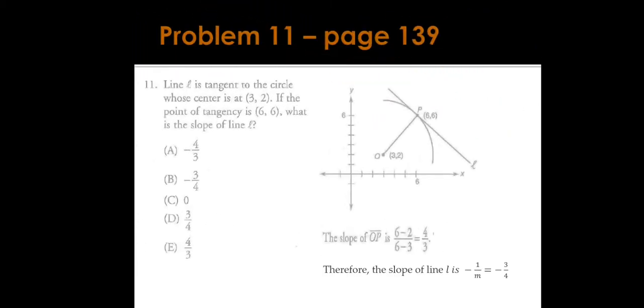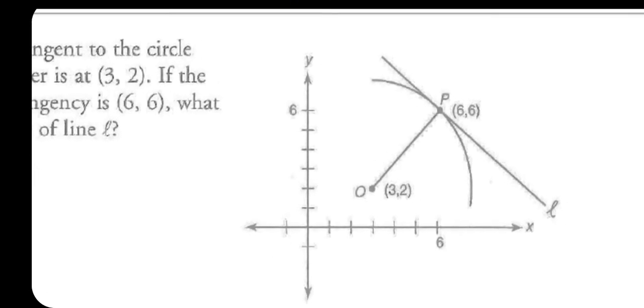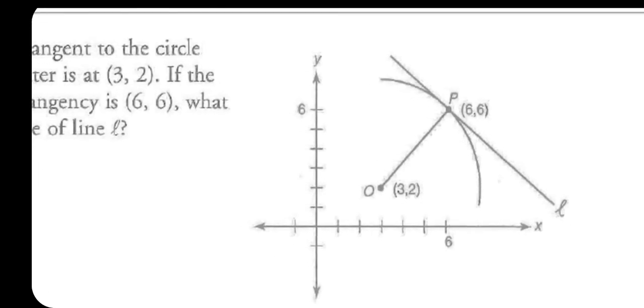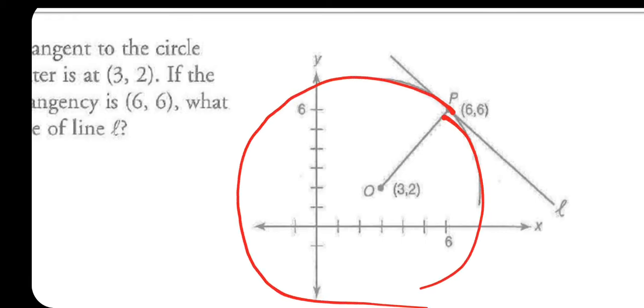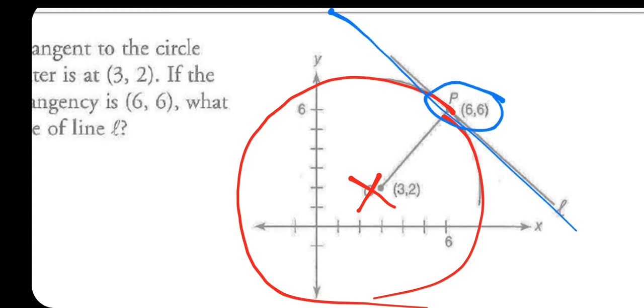Question number 11. Line L is tangent to the circle whose center is 3, 2. So this is my circle, and this is the center of my circle. And line L is tangent to the circle, and the point of tangency is 6, 6.